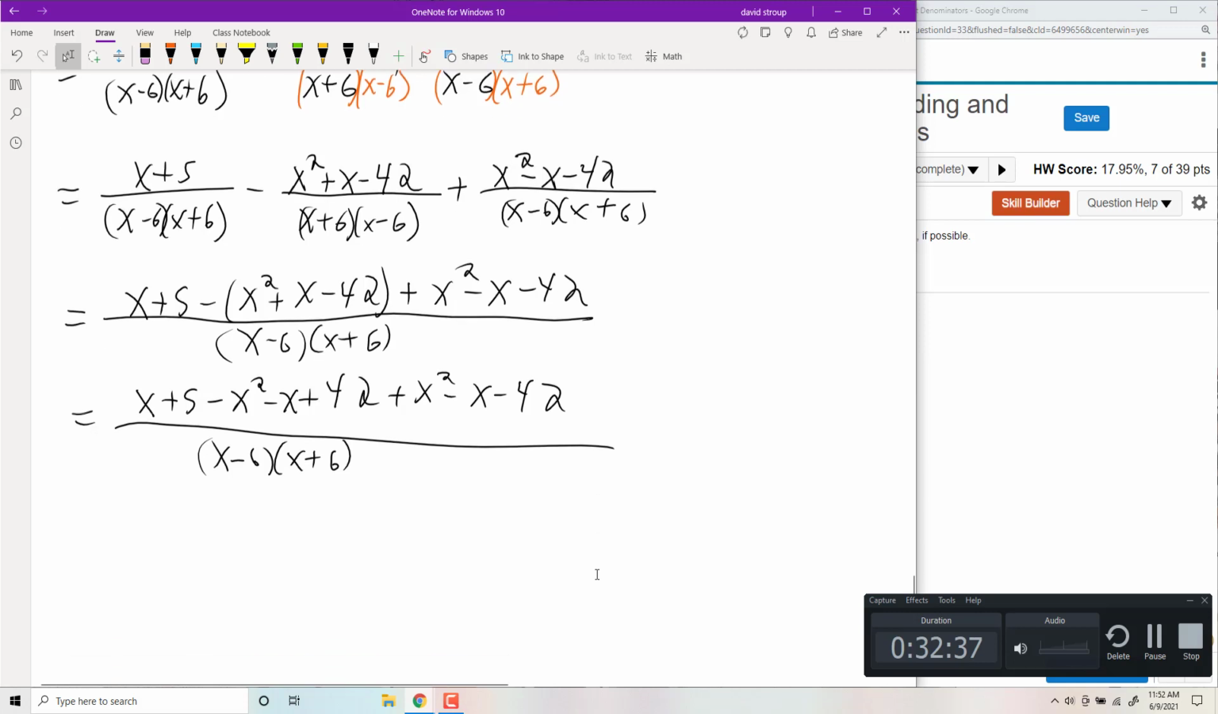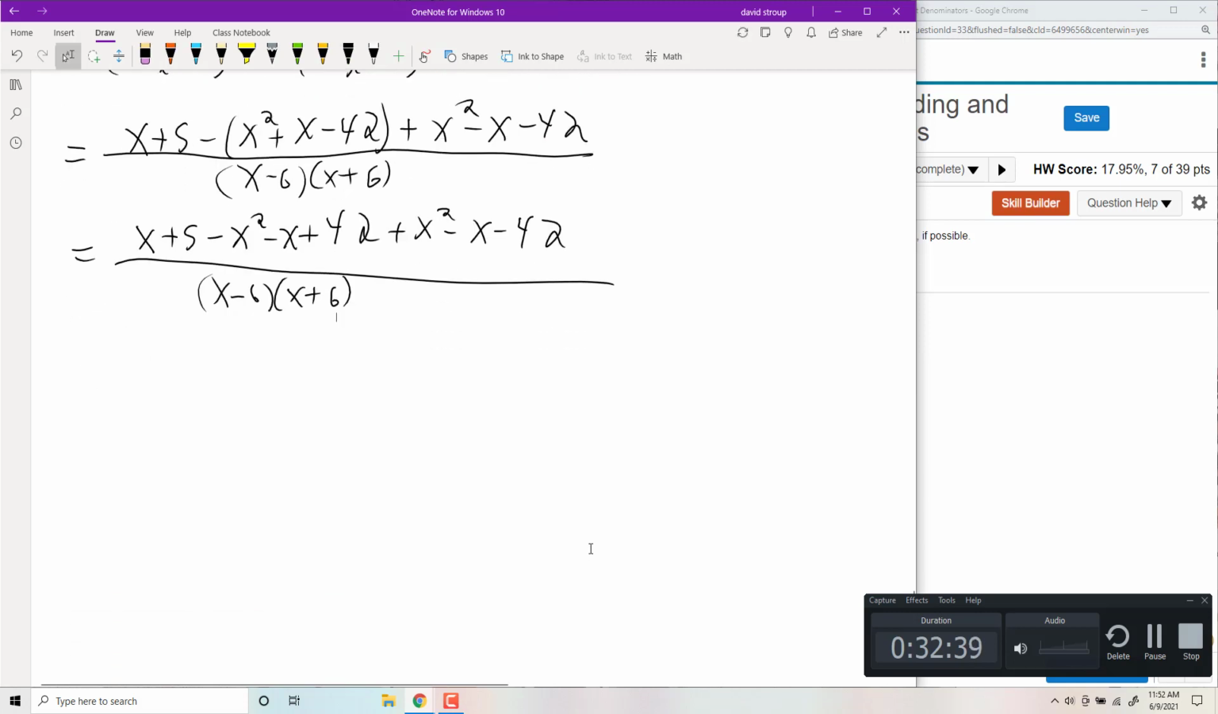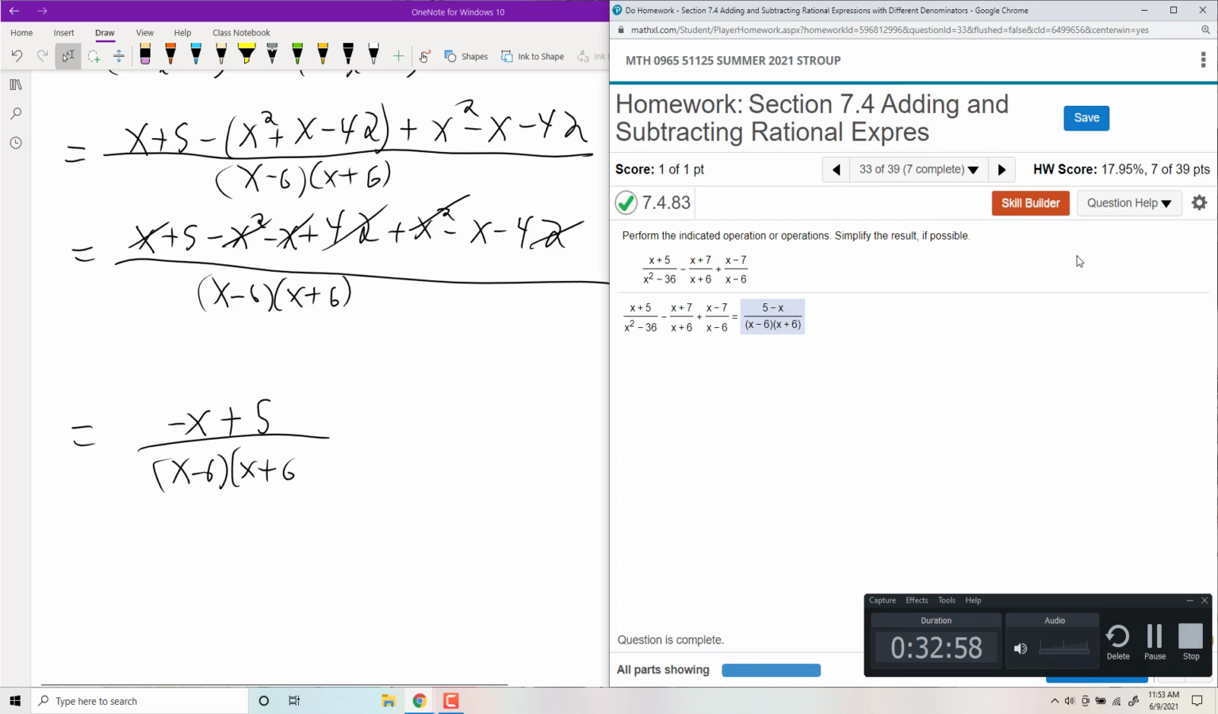Combine the like terms now. Negative x squared plus x squared is 0. And then we have an x minus x is 0, and then another minus x. So minus x. And then 5 plus negative, the 42 is canceled, and then plus 5. And that would be my answer.